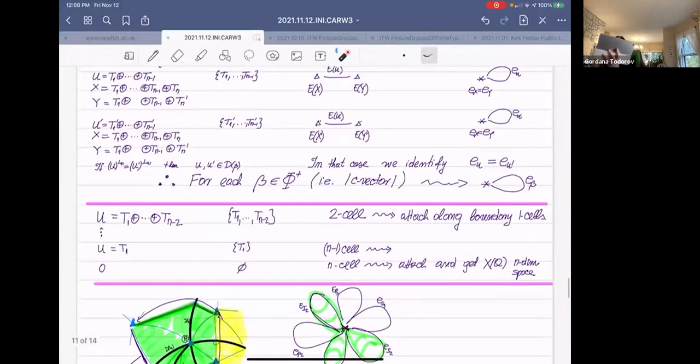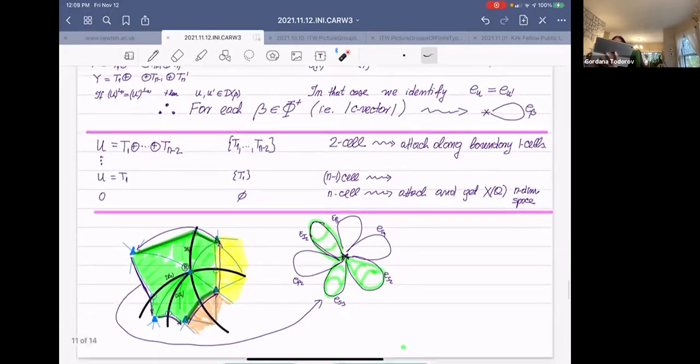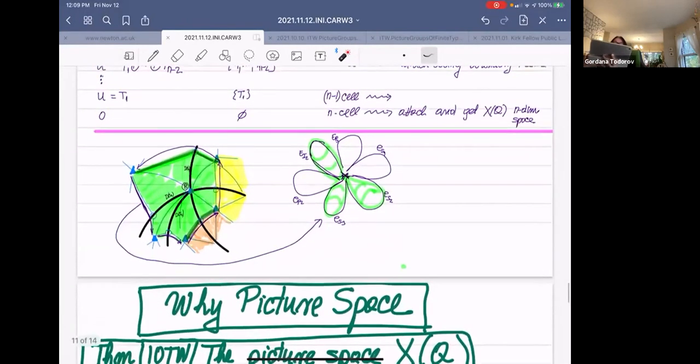And then we attach this two cell. So here's my two cell, which we attach going around boundaries. So this is S1, so I go around S1 and then E2 and then S2 and then S3, the inverse. So I follow the boundary here, and that is how we attach this two cell. So this is kind of bubbly, so it's a two cell, and that is how you get the picture space.